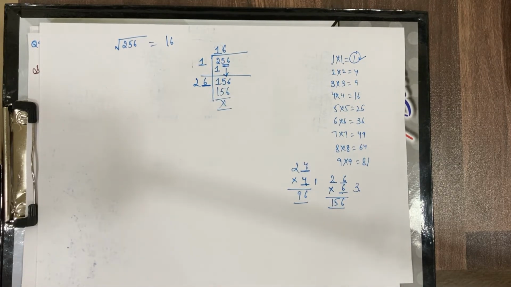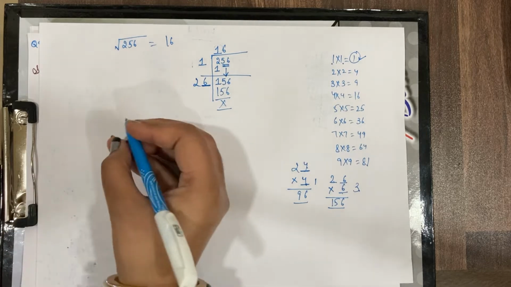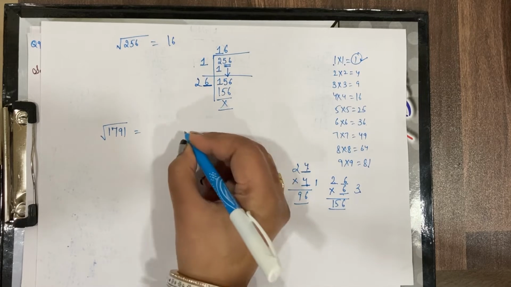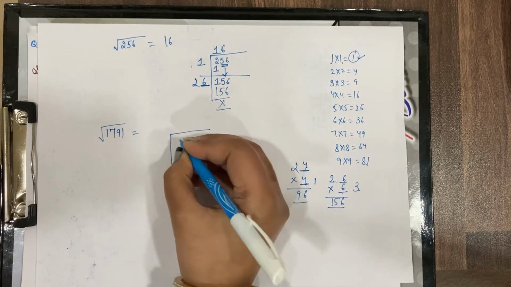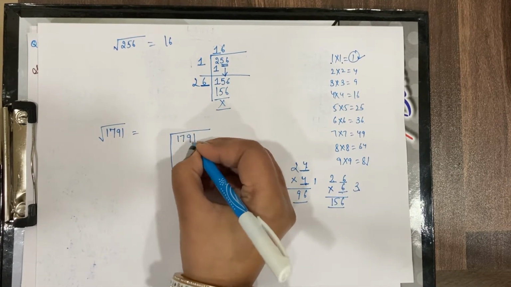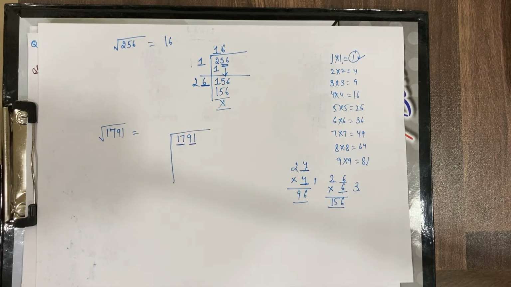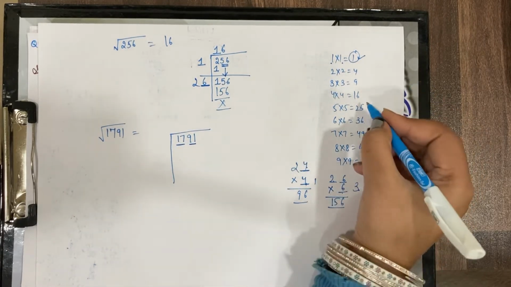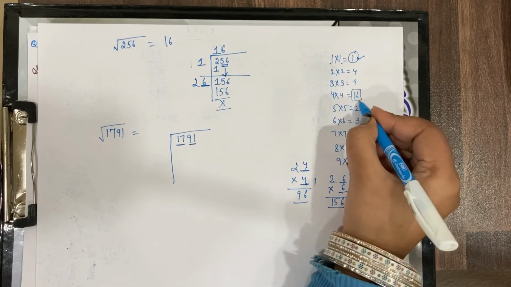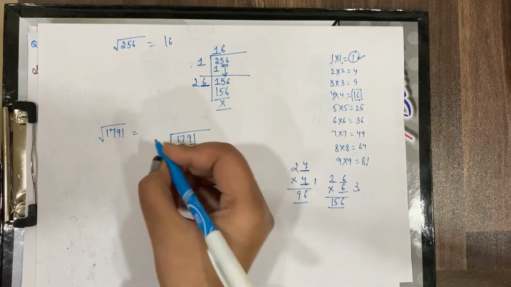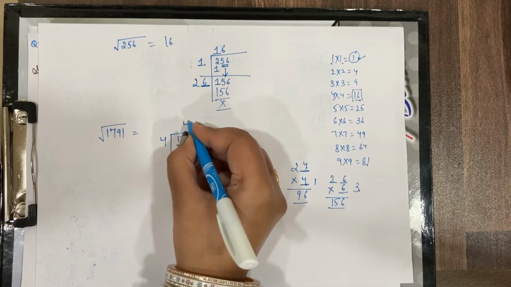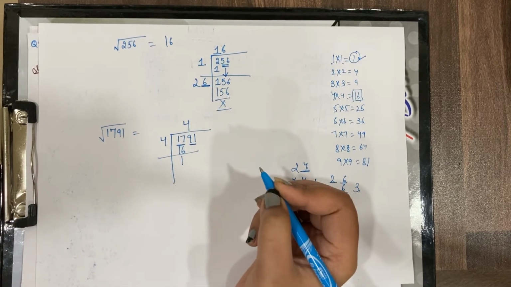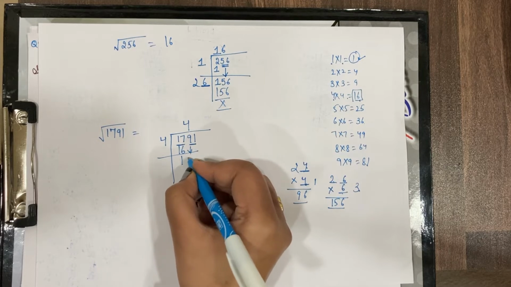Let's teach you one more method by which you can learn. 1791. You have to find out the square root of this number. Again write down this number in this way. Make pairs from back. Find out below 7. It is 16. How is it formed? When 4 is multiplied by 4. 4 4s are 16. Correct? Now the next pair would come down.